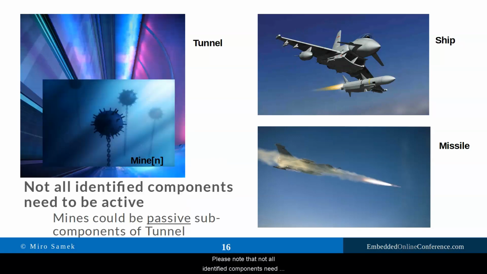Please note that not all identified components need to be active objects with their own thread of execution and event queue. Some components could be passive, running inside the active objects. For example, mines could be just passive subcomponents of tunnel, which does not prevent them from having internal state machines. In fact, they most likely will have state machines to capture their life cycle from being planted in the tunnel to scrolling off the screen and sometimes exploding after being hit by the missile.